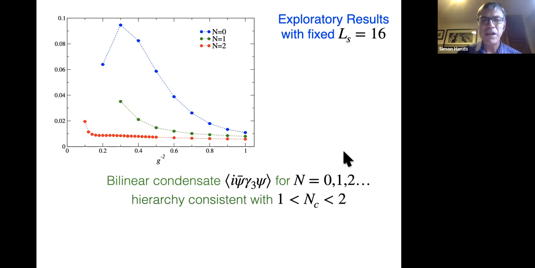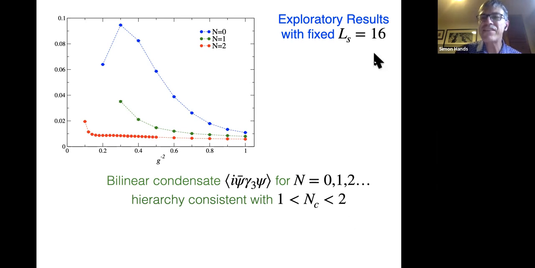The lesson of this is that what I'm plotting here on the vertical axis is the bilinear condensate. And it seems that there's a hierarchy. I get a big bilinear condensate with n equals 0, a smaller one with n equals 1, and plausibly no condensate at all with n equals 2. So this hierarchy is consistent with there being a very sharp dependence on the number of flavors for symmetry breaking. And with the eye of faith, you could say it's also maybe consistent with the critical number being greater than 1 and less than 2.